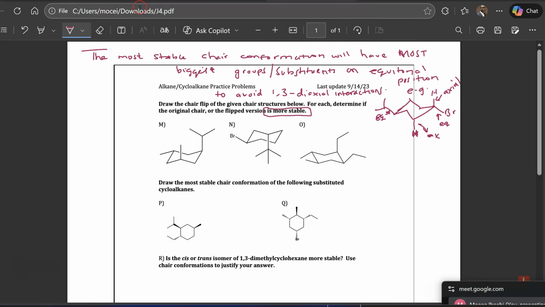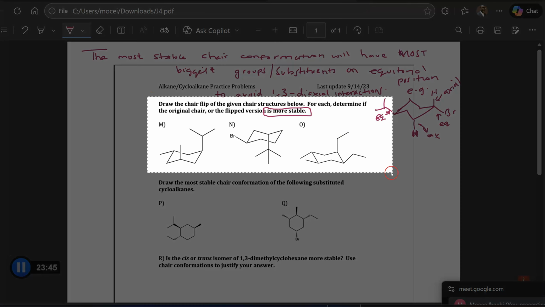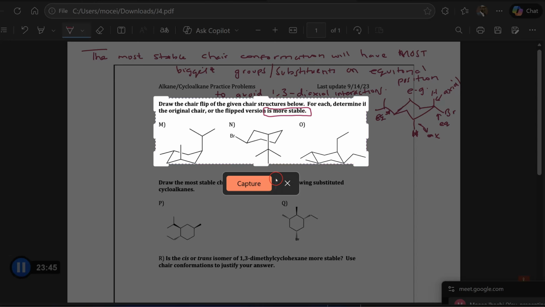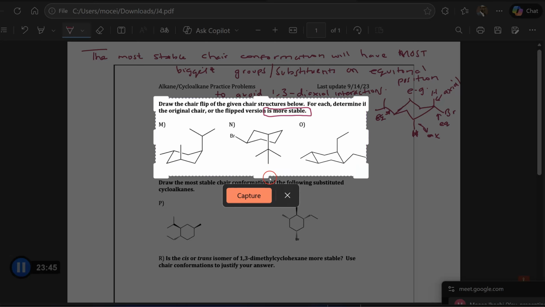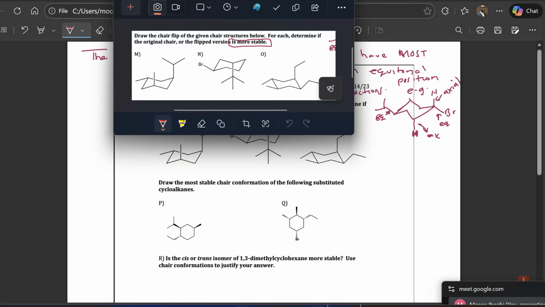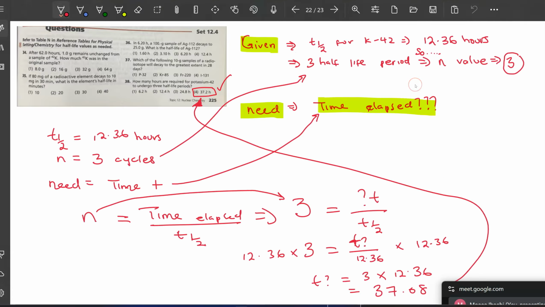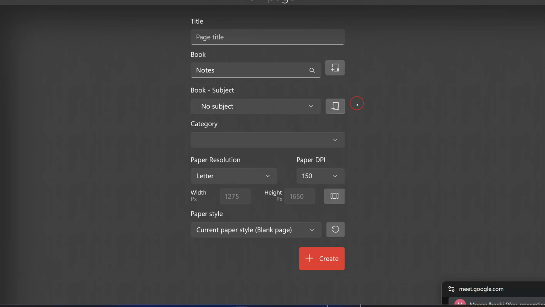I'm going to slice this out, then use a different software. This is radioactivity stuff. Let me open a new page.